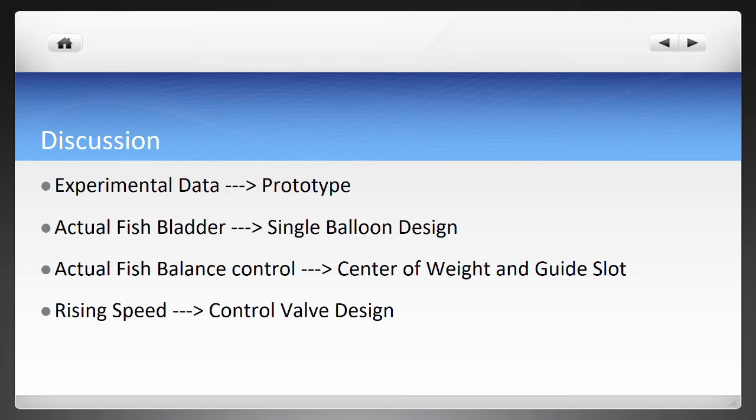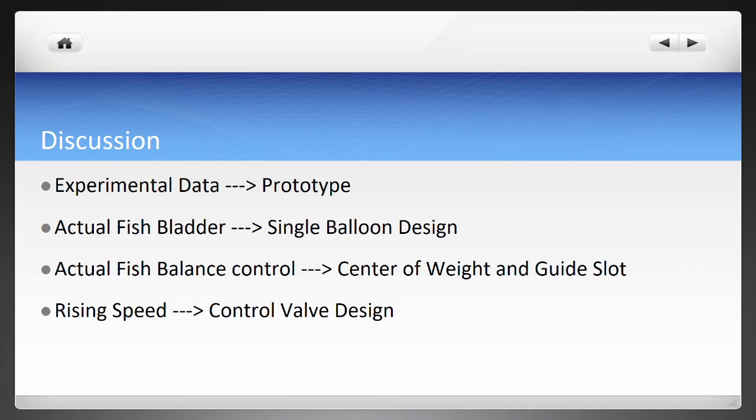Also, in water, the center of mass has a significant effect on the model's rising direction. The team adjusted the location of the balloon on the prototype by experimenting with vertical stability tendency, and the team added a guide slot design to control the horizontal balance.